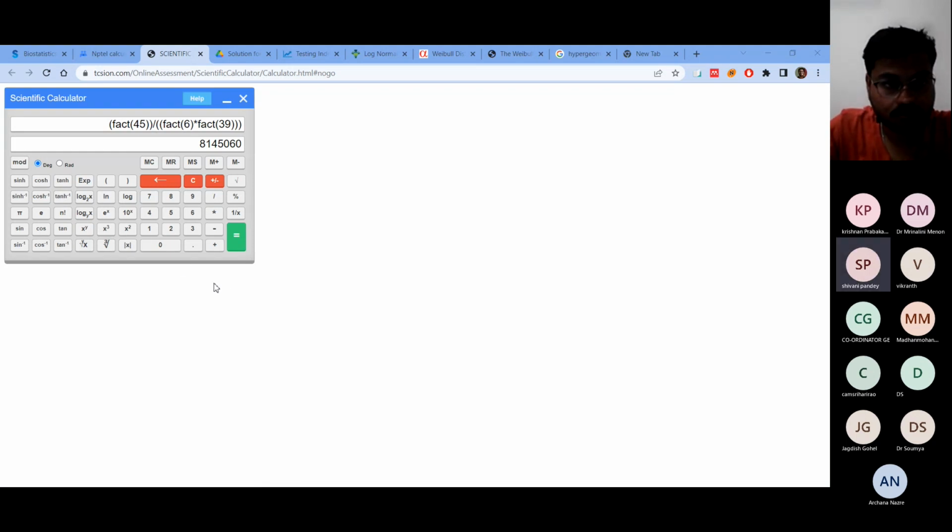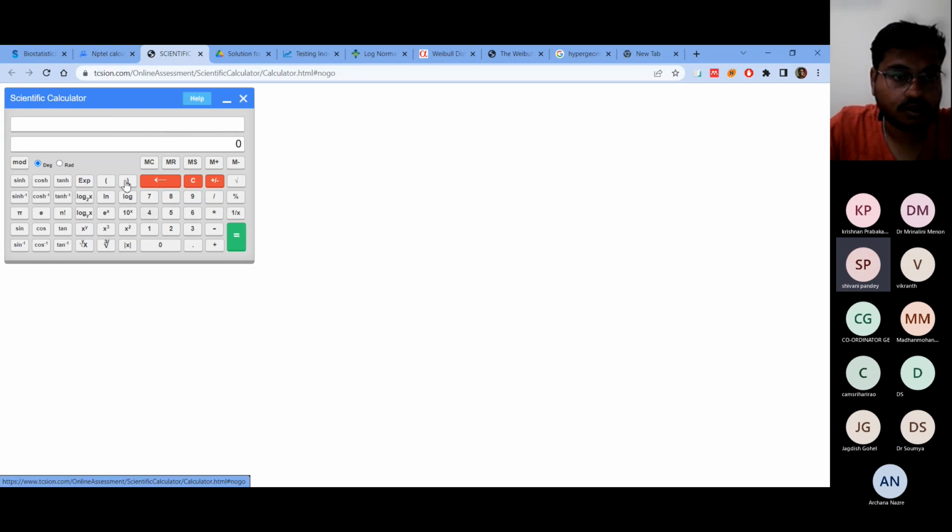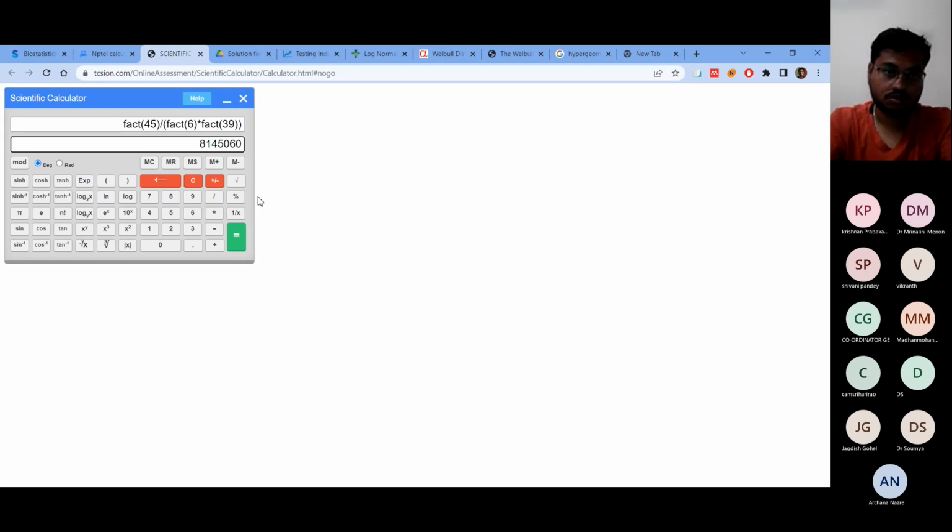Sir, please do it again so that we can understand how you have done the calculation step by step. Yeah, so what we are trying to do here is factorial 45. First we'll press 45, then we'll press the factorial key. Then we need to divide it by factorial 6 into factorial 39. So here I need to put a bracket so that it will multiply first and then divide. Right. So I'll again type 6. I'll press factorial. So this is factorial 6. I'll press multiplication 39. Then again factorial. Then I'll close the bracket and I'll press equals. Is that clear? Okay, sir.